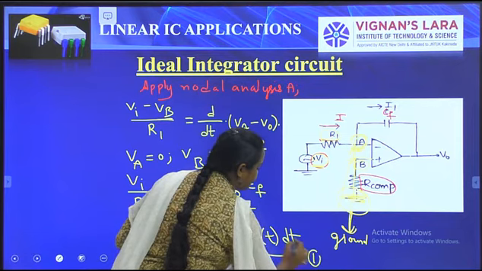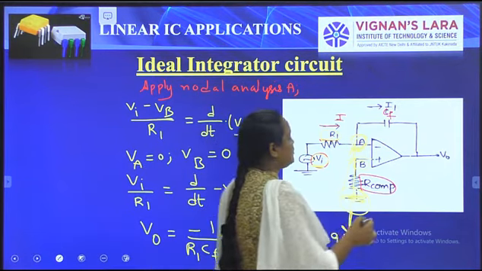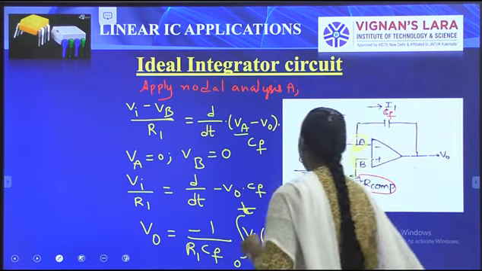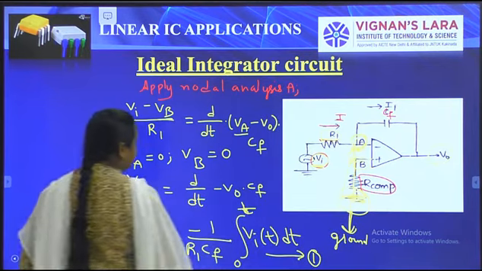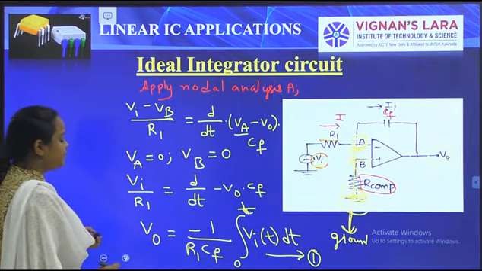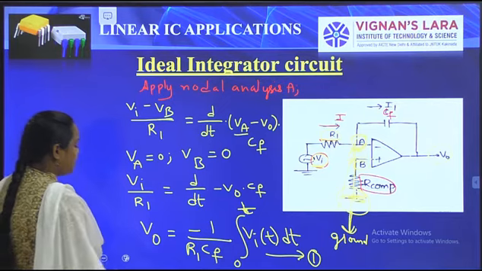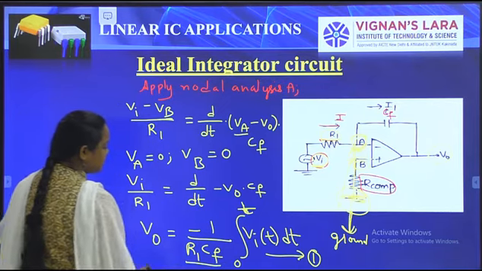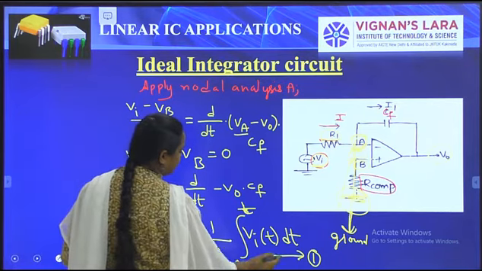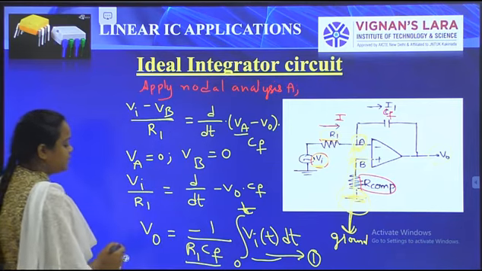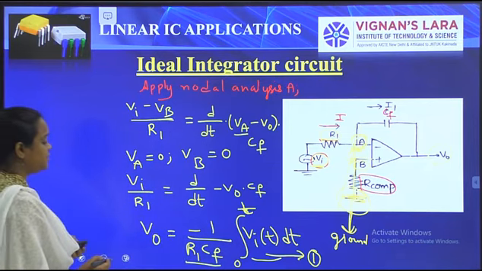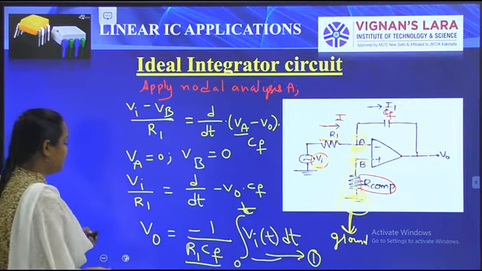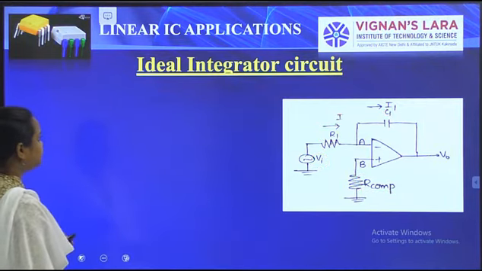This is the output voltage V0 is equal to minus 1 by R1 CF integral 0 to t VA of t dt. So here R1 and CF are the constants, and we are going to derive the equations, derive the waveforms for this VA of t by observing the V0.